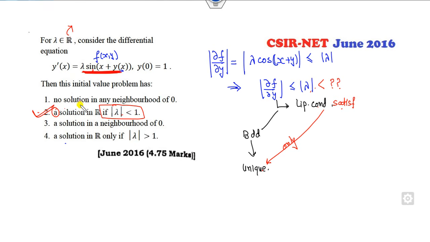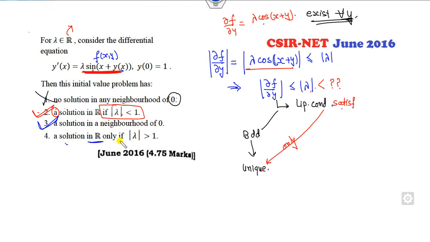There is a no solution. When will it be the no solution? Only when the Lipschitz condition is not satisfied. So the Lipschitz condition is this: lambda cos of x plus y. So what does it mean? It exists for all y, but he said in the neighborhood of 0, but it exists for all y, it means this solution is cancelled. A solution in the neighborhood of 0, yes, there exists a solution of this because it's a continuous function.